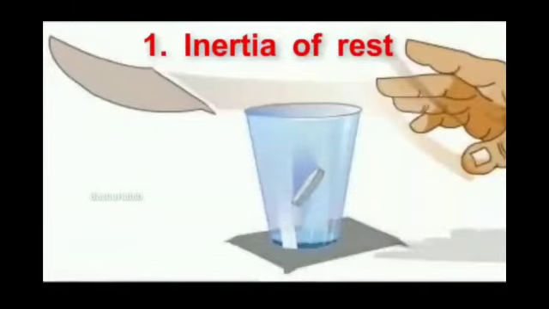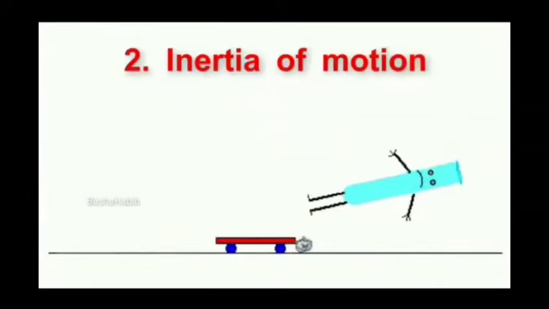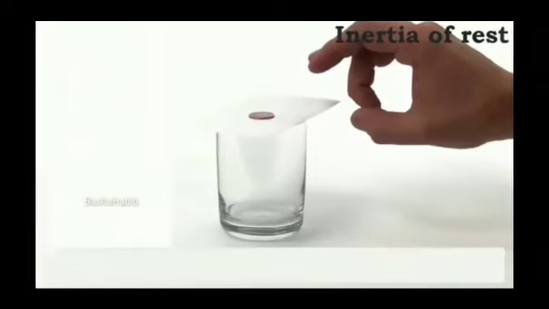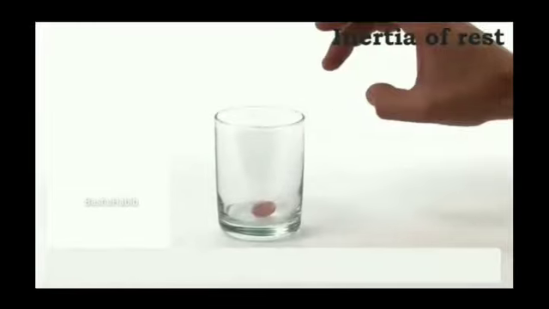Next, types of inertia. Inertia can be classified into three types: inertia of rest, inertia of motion, and inertia of direction. First, let's learn about inertia of rest. Place a card upon the open end of the glass tumbler and a coin at the top of the card. Flick the card horizontally. What will happen? The card moves away and the coin will drop into the glass tumbler.